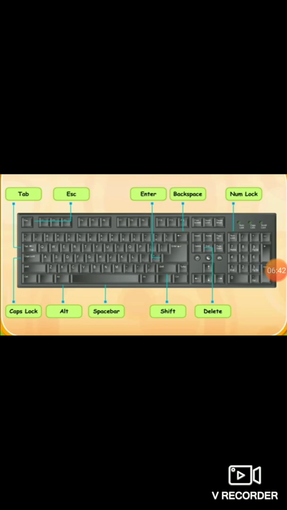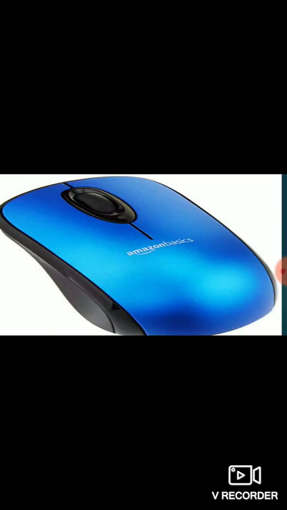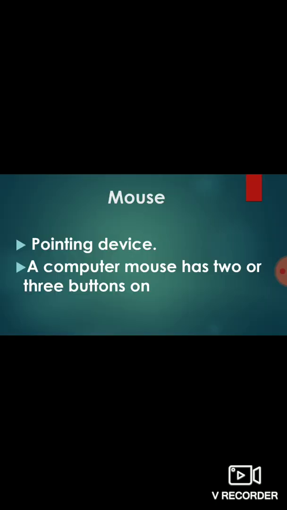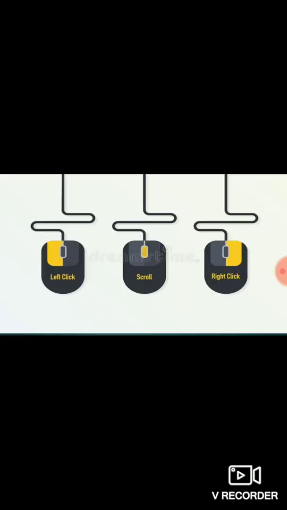Okay students, now we are going to discuss the next main part of your computer, that is mouse. Tell me students, do you know what is mouse? Yes, this is a picture of your mouse. Mouse is a pointing device. A mouse has 2 or 3 buttons on it.